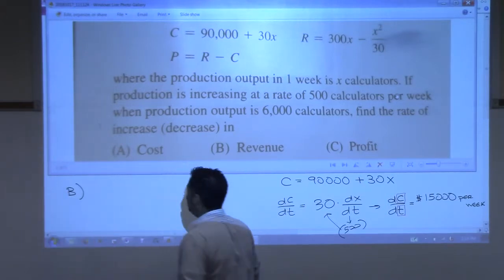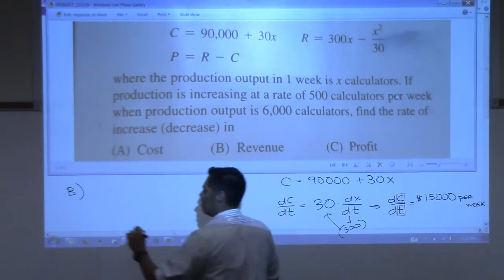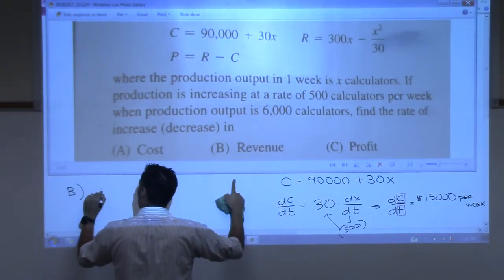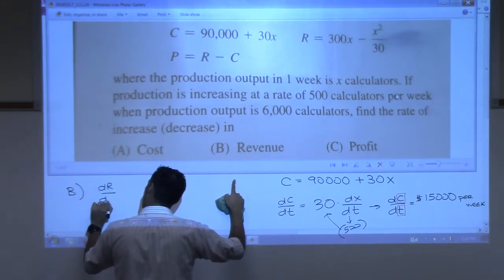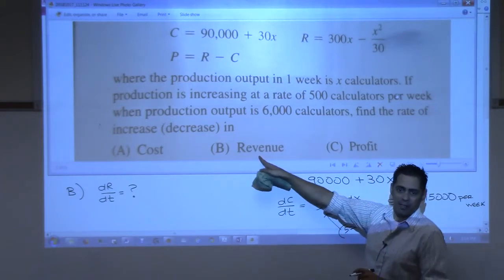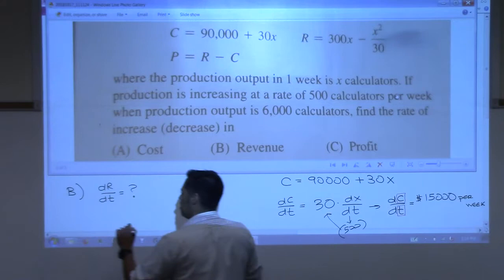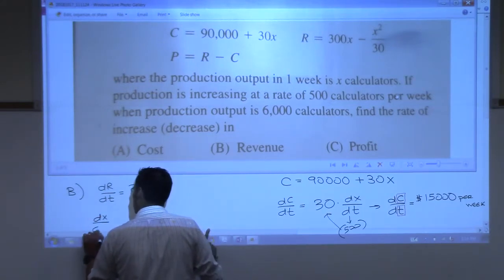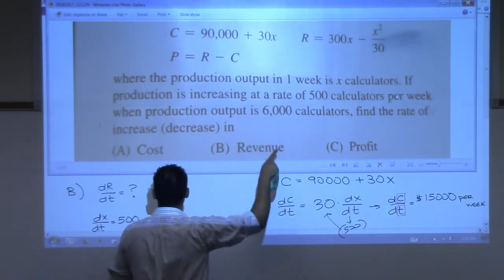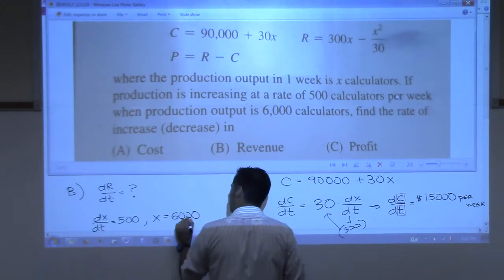don't I still have the same given information? I still have dx/dt is, well, what do I want? I want dR/dt. I'm going to put that equals question mark, because I'm asked for it. What's the increase or decrease in revenue? dx/dt is given to me in the problem to be 500 because that's that sentence that we read. And then x, my production level, my current production level is 6,000.